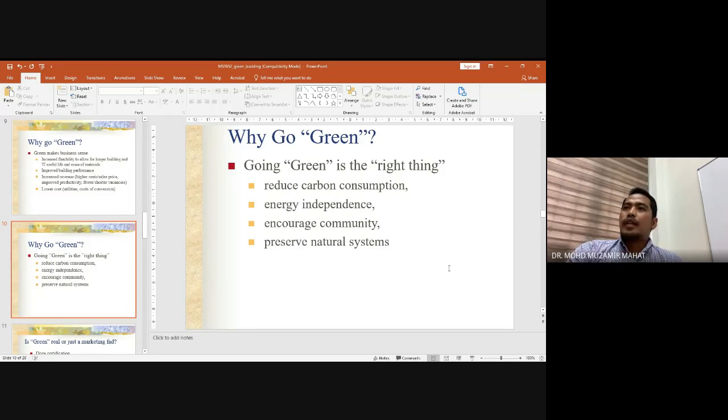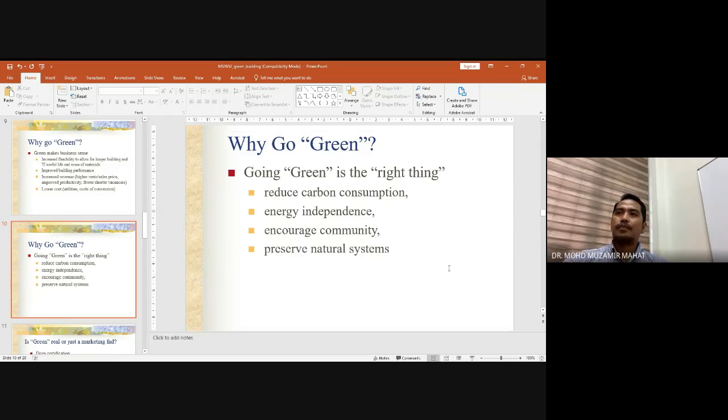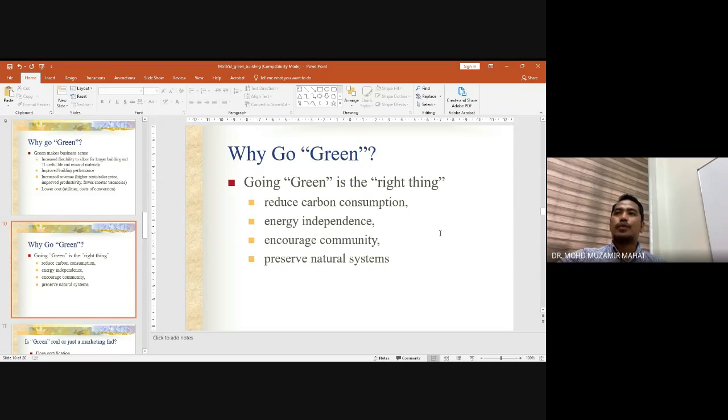Why go green? Going green is the right thing. Okay. I think everyone understood this. It is the right thing to do. Number one, it reduces carbon consumption, definitely. And then we will be having energy independence. We don't really depend so much on the energy.